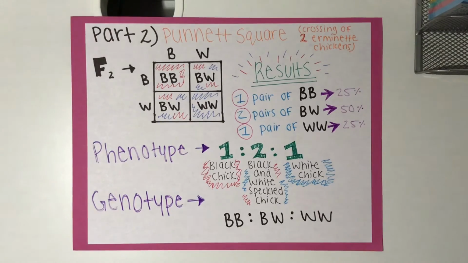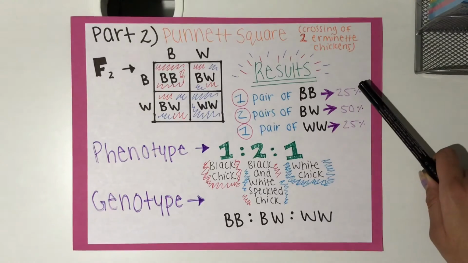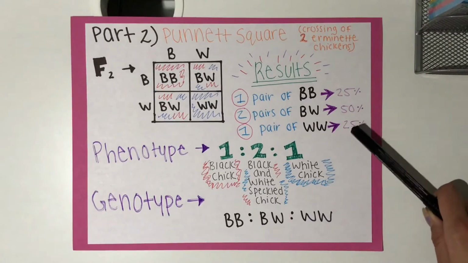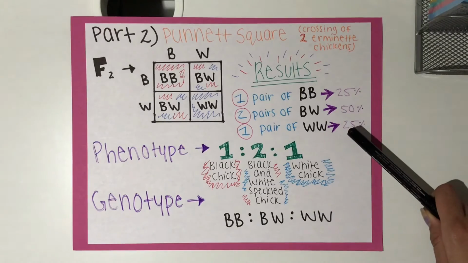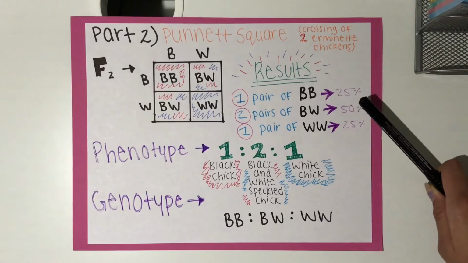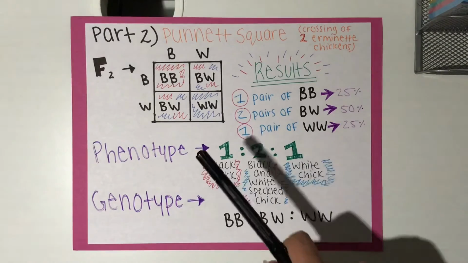Based on these numbers, I can calculate the probability of them having a black and white chick. The probability that they would have a black chick is 25%, which is the same as the probability of them having a white chick. There is a 50% chance that they would produce a chick with specks of black and white based on this information gathered in the Punnett square.